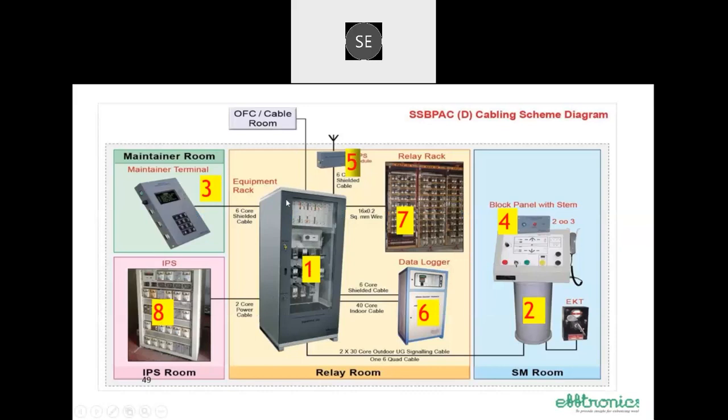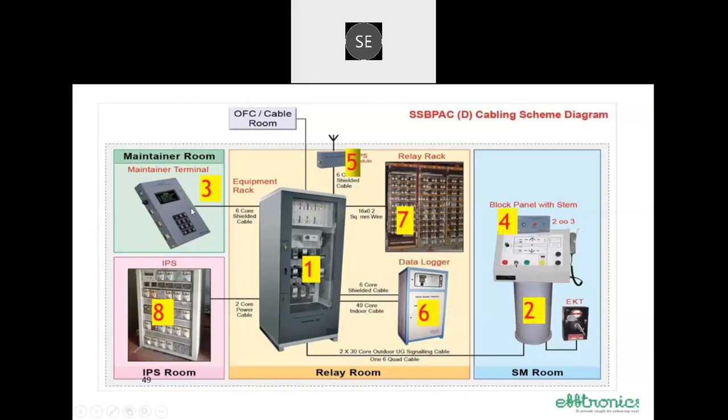This is generally located within the relay room. If space is available, it is provided within the relay room. The second important thing is the block panel, provided in the station master's room for block operations. And third is the maintainer terminal.